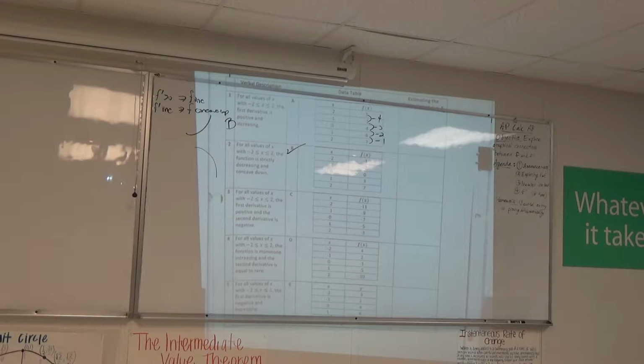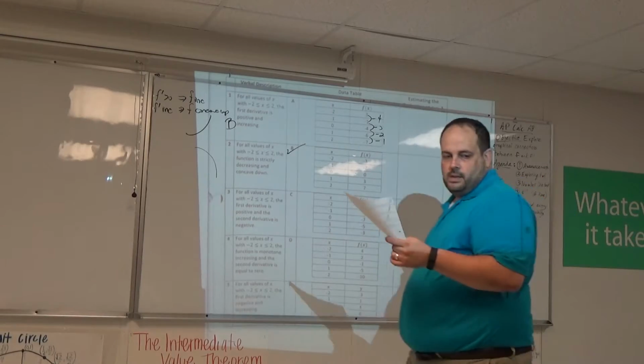Is it A? If F is decreasing and concave down, the function is decreasing and concave down. Is that one or 4, 3, 2, 1? Okay, it is A then? No. Number 1 matches with B. Number 2 matches with A. Yes. Okay.